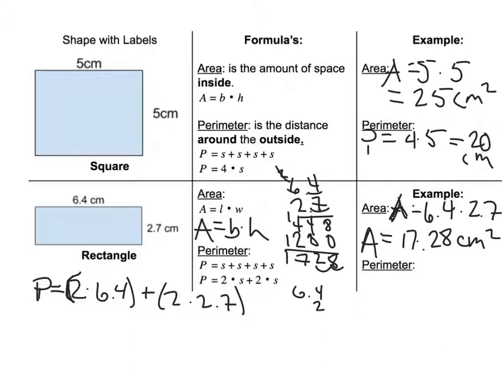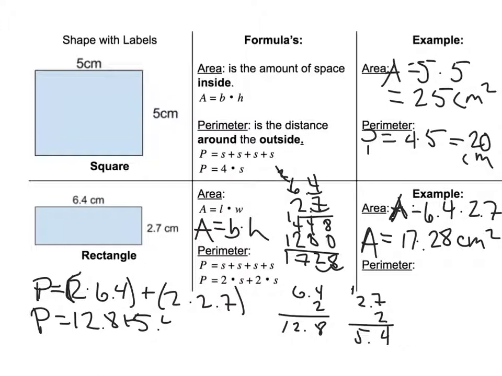6.4 times 2 is going to give me 12.8. 2.7 times 2 is going to give me 5.4. So perimeter is equal to 12.8 plus 5.4. And now if I add that together, that's going to give me 12.8 and a 1. And so my perimeter is 18.2 centimeters.